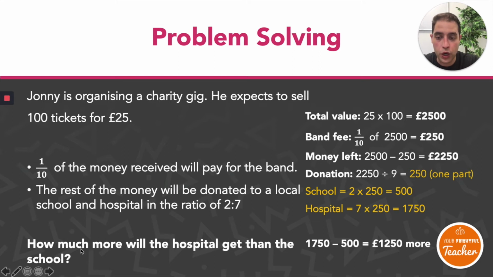So the question here though is do not stop there. Make sure you get that bottom part of the question. How much more will the hospital get than the school? So that means you need to get this figure, because this is how much the hospital is getting, and you need to minus that school figure, and you get 1,250 more. Make it very clear to the examiner, and that's where you get all of those marks.